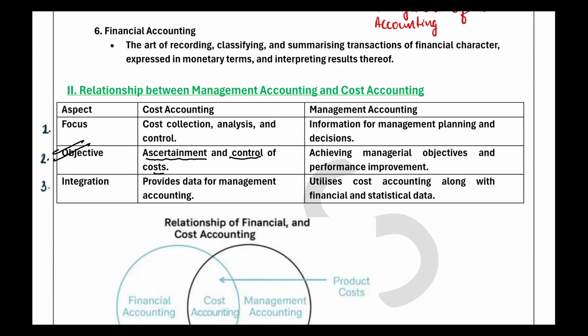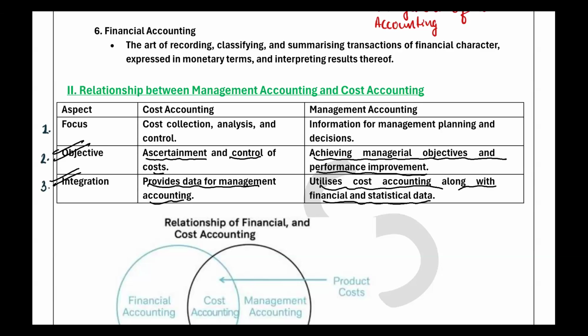Now, what is the objective of management accounting? It is achieving managerial objectives and performance improvement. It talks about managerial objectives and performance improvement because it is a broader view, right? Similarly, you can understand integration: cost accounting provides data for management accounting. Obviously, cost accounting will provide data for management accounting, which utilizes cost accounting along with financial and statistical data. I told you it is a comprehensive framework, so it will utilize financial accounting things also, or cost accounting things.